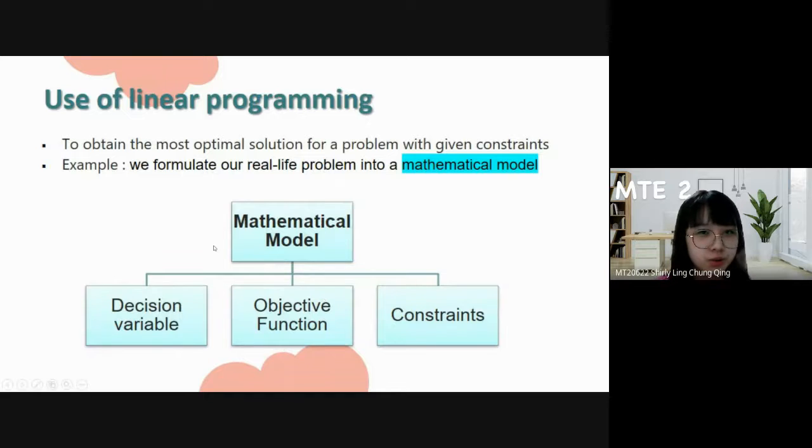What is the use of linear programming? Linear programming enables us to obtain the most optimal solution for a problem with given constraints. For example, we can formulate our real-life problem into a mathematical model. Mathematical model consists of three elements. First is decision variable, second one is the objective function, and the third one is constraints.